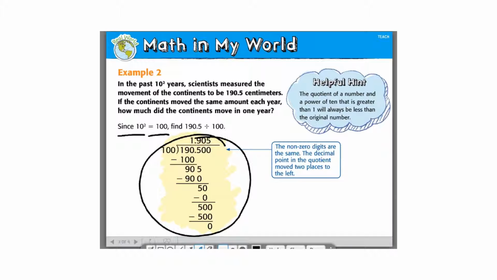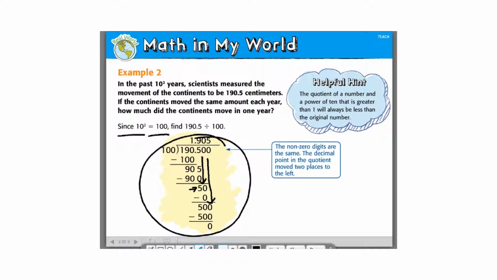Bryson, what they did here was, when they got a remainder of 5, they started annexing a 0. So they put a 0 here and brought it down and then said, well, 100 still doesn't fit into 50. So then they annexed a second 0, and 100 fits into 500 5 times. It gives you a more precise answer. When you're talking about decimals, you can't have a remainder.